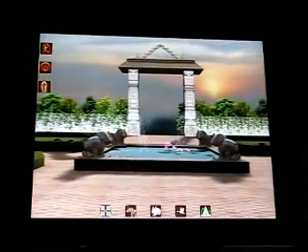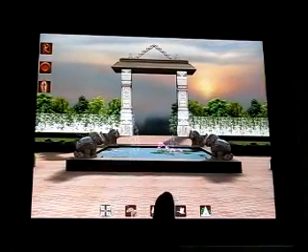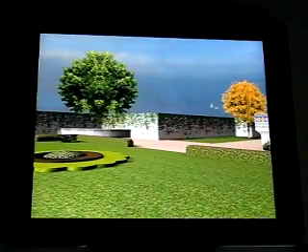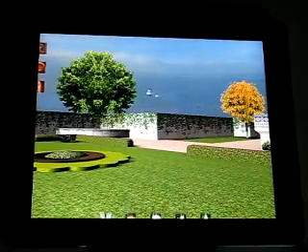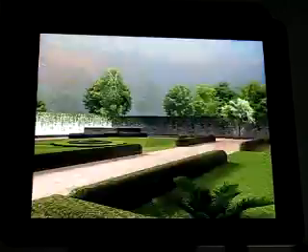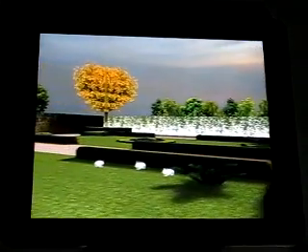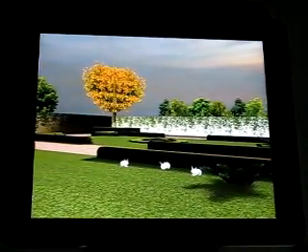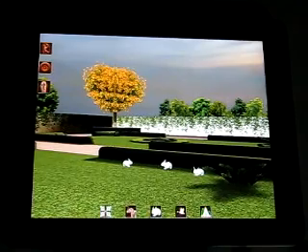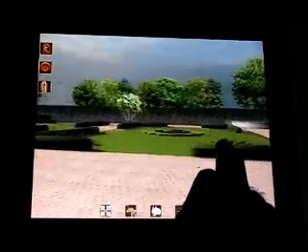Let's have a look at the water fountain. And some birds. And some rabbits. All throughout, I can slide my finger and have a look around.